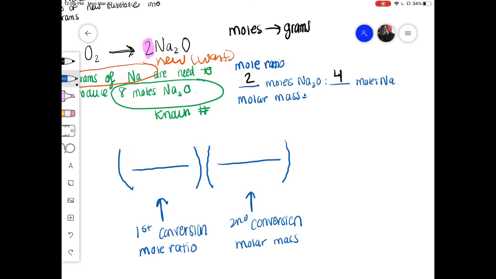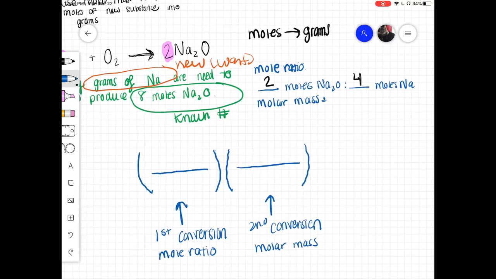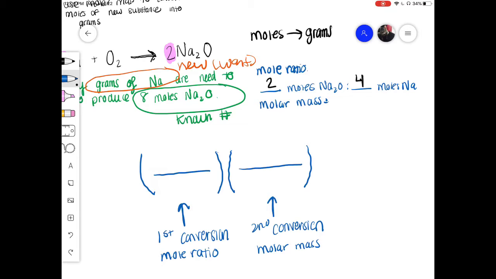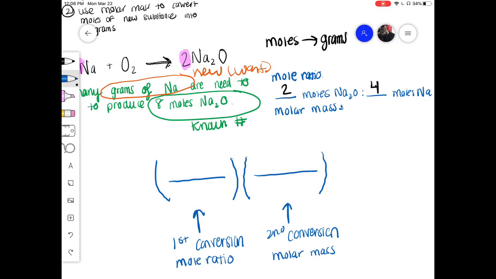And the way we decide which molar mass we're going to need is we need to look at what we're putting grams in, because they want us to put our answer in grams rather than start with grams. And so our molar mass, once we turn our starting moles into our new number of moles, we are just going to go ahead and change that into grams of what we're looking for. And because our grams of what we're looking for is Na, our molar mass is going to be for Na.